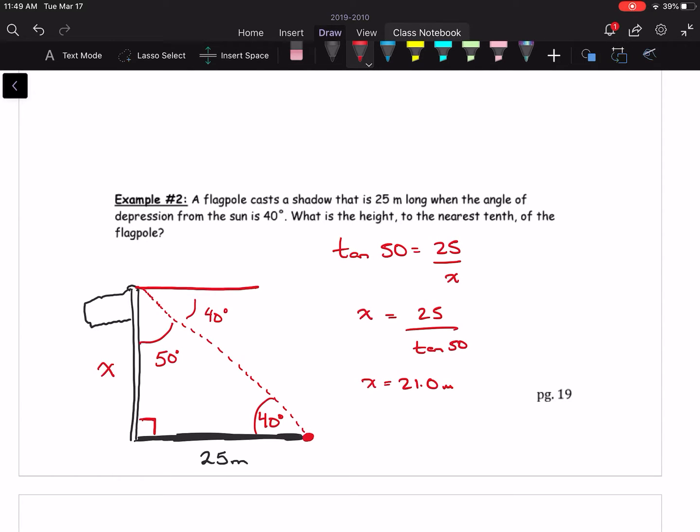And so I could also solve this by using that angle, and I would say that tan 40 degrees should be equal to x over 25. So x should be 25 times tan 40, which should get us to the same answer.